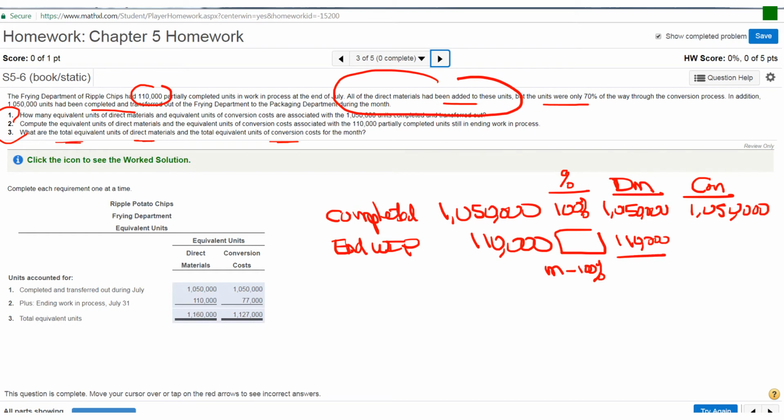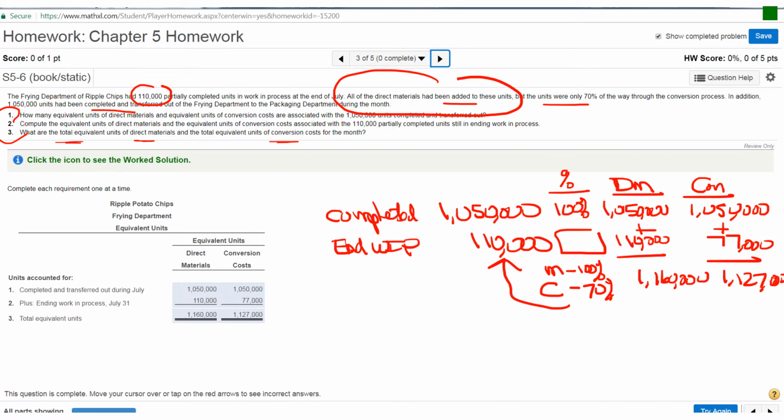1 times 110,000. For your conversion, it says 70%. So the conversion is going to be 70% multiplied by 110,000. That's going to give you the 77,000. So I'm going to write that there. And at that point, you just add them down. So you get the 1,160,000. And you get the 1,127,000.